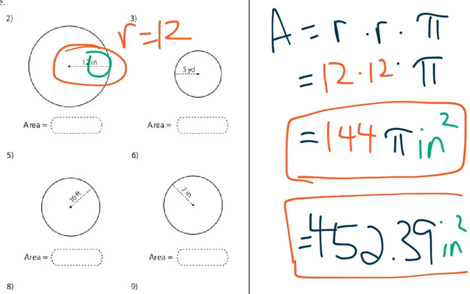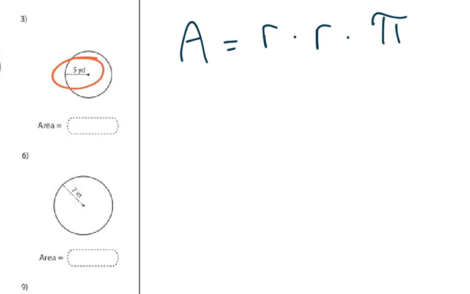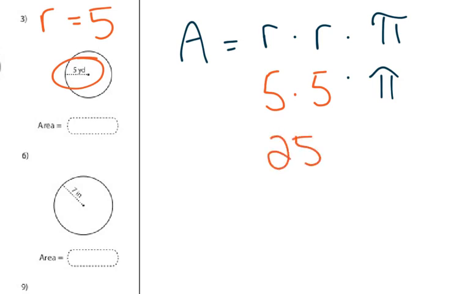Let's try number 3 together. Okay, so we're trying to find area here. So radius times radius times pi, always the same thing. Look at this, they gave us 5 yards. Did they give us the radius or the diameter? They gave us the radius. Radius is 5, so 5 times 5 times pi. So the area is 25 pi. And if I look at the units, it's yards, so that's square yards as my unit.